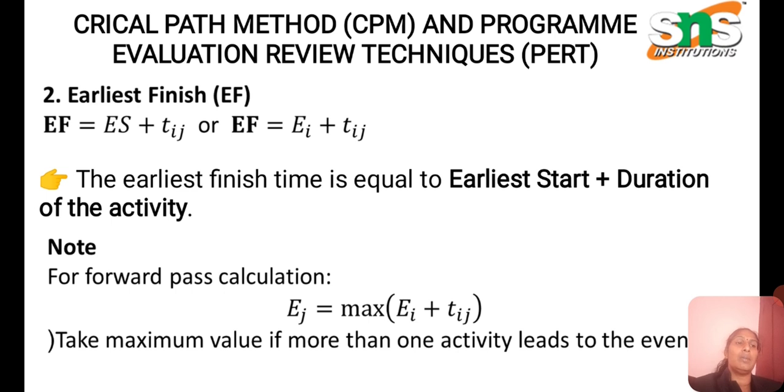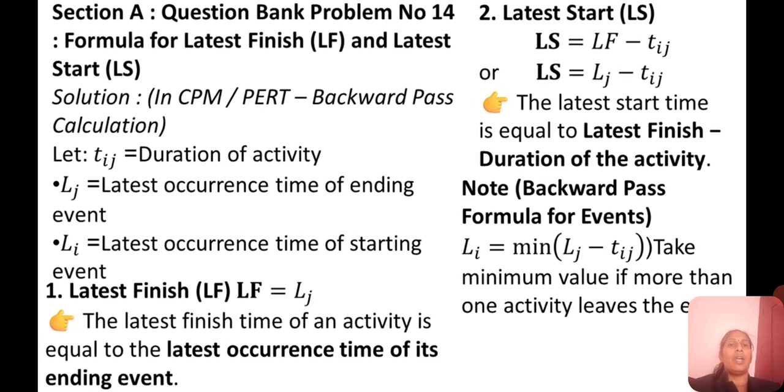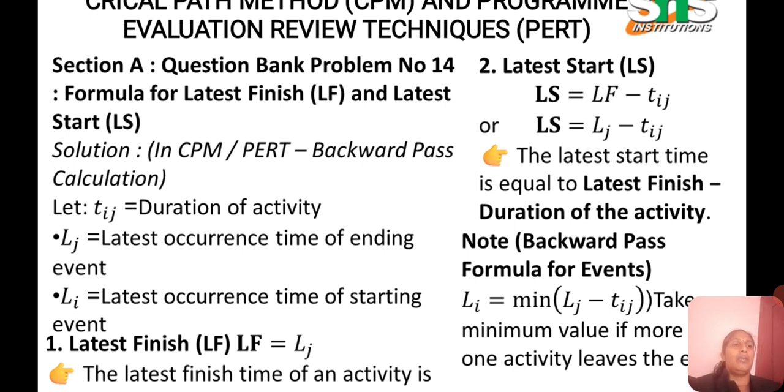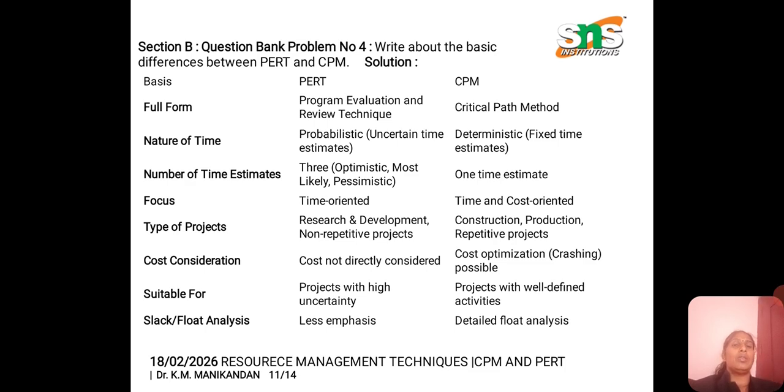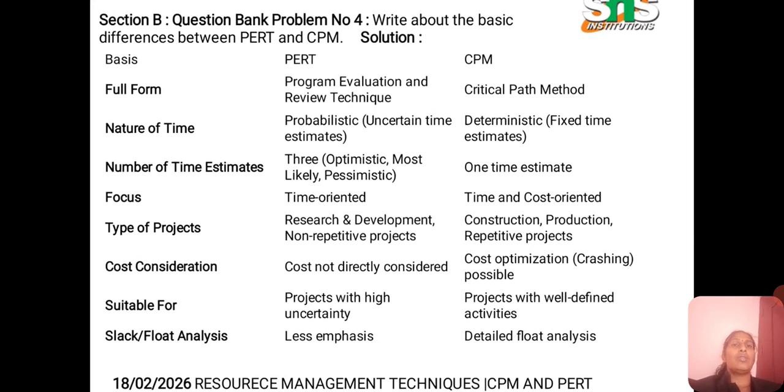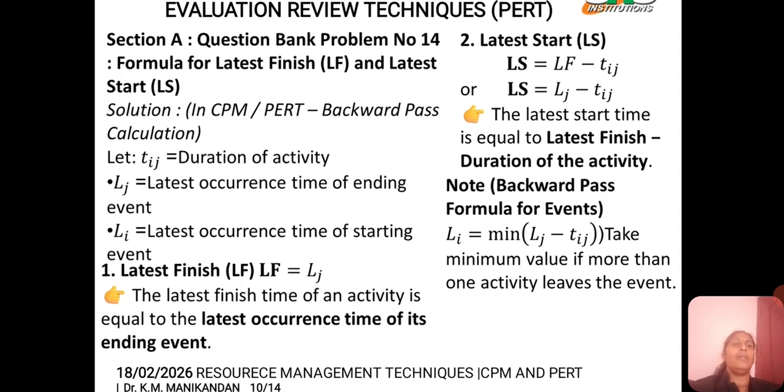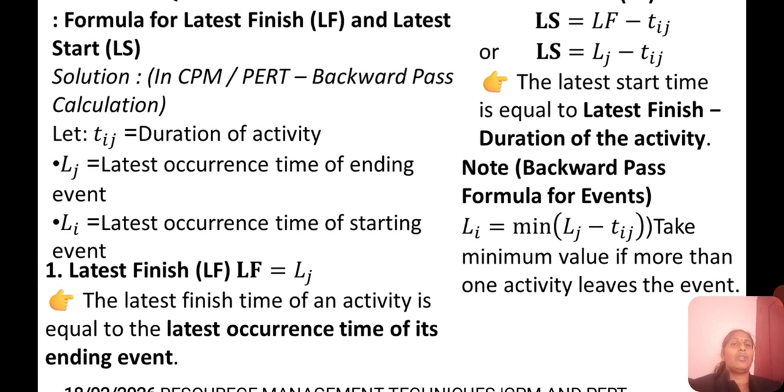Note that in the forward pass we have to take the maximum value and add Ei plus Tij, whereas for the latest finish we subtract Tij and take the minimum value. That formula uses the latest occurrence time of the event and the latest occurrence time of the starting point. Next we can calculate the backward pass. Basic definitions are also involved in this equation. Once again I will recall the forward pass and backward pass.